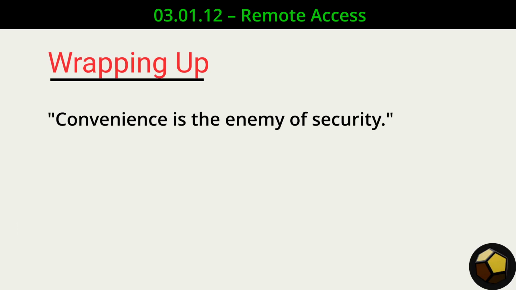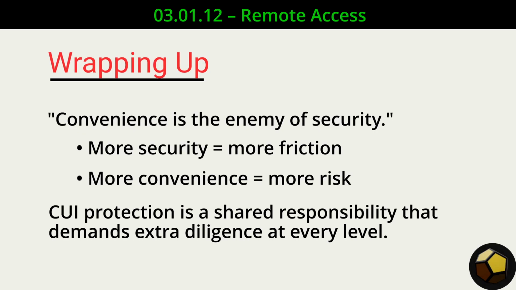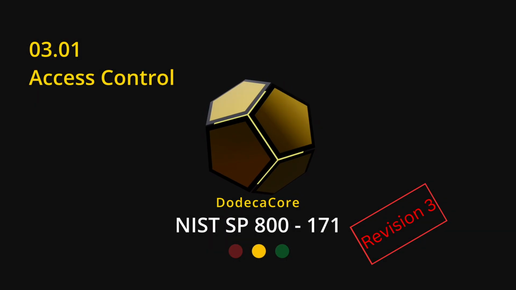Remote access is convenient, but it's also one of the most common attack vectors. One misconfigured VPN, one exposed admin port, and your system could be compromised. By carefully controlling who gets in, how they connect, and what they can do, you reduce the risk of unauthorized access, data leaks, and security policy violations, especially when handling controlled unclassified information. That wraps up 3.1.12, Remote Access.